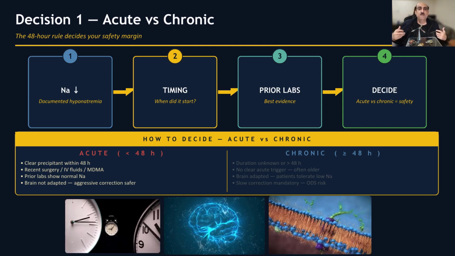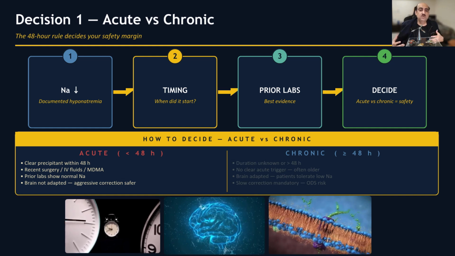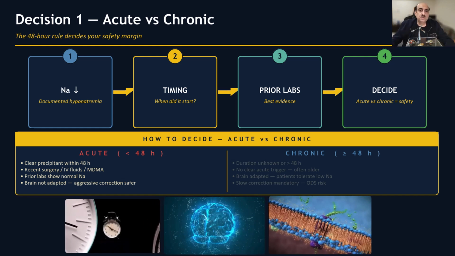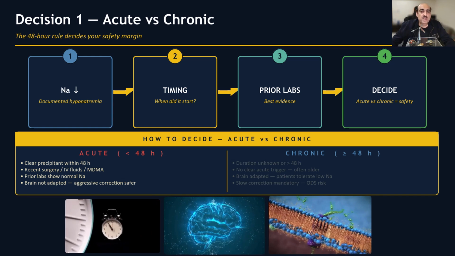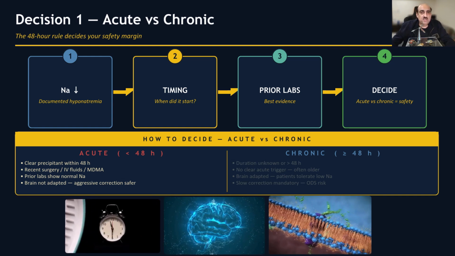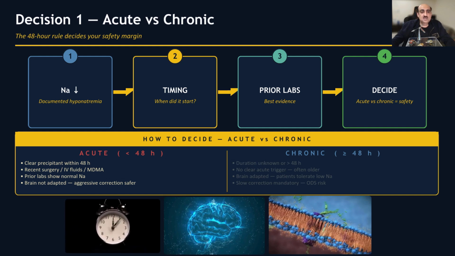What does it mean? The brain cells have not had time to move the osmolytes from the cells to the outer milieu. And that means that hyponatremia risks cerebral edema because the extracellular fluid is dilute. It is a lot of water, and the osmolytes are intracellular. They will pull the water inside, and that leads to cerebral edema, which can be very dangerous. Aggressive correction in this situation is indicated and safer because you want to protect the brain.